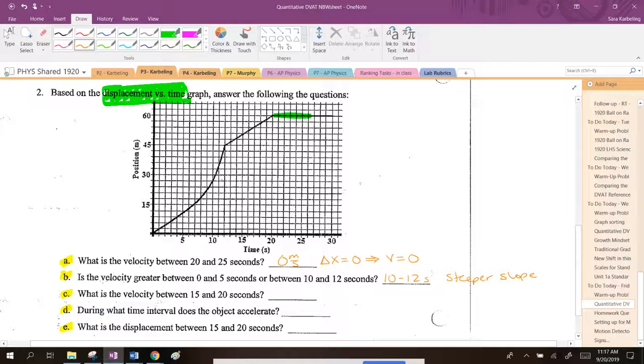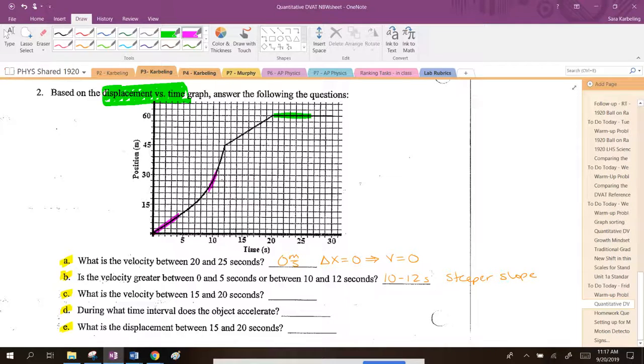When we're looking for the velocity from a displacement or position versus time graph, we always look at the slope. The velocity between 0 and 5 seconds, the slope here looks like this. The slope between 10 and 12 looks like that. That would be a steeper slope. Nicely done. Thank you.